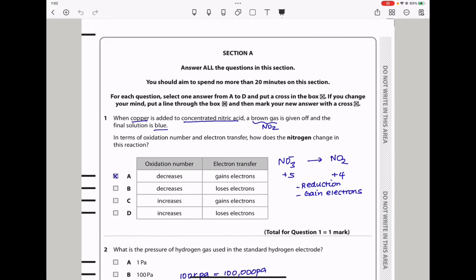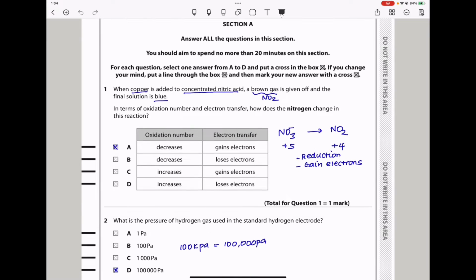Question 1. When copper is added to concentrated nitric acid, a brown gas is given off and the final solution is blue. In terms of oxidation number and electron transfer, how does nitrogen change in this reaction? In nitric acid we have HNO3, and the brown gas formed is going to be NO2. So the oxidation state is going to change from +5 to +4, and this is going to be reduction, which is similar to gaining electrons.